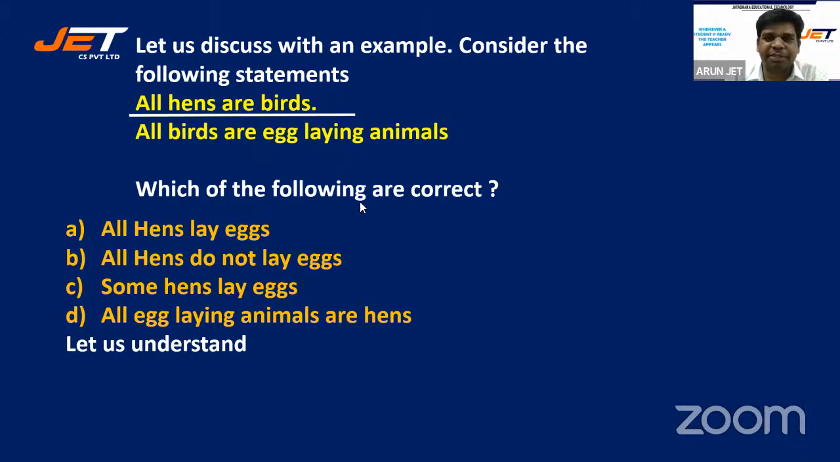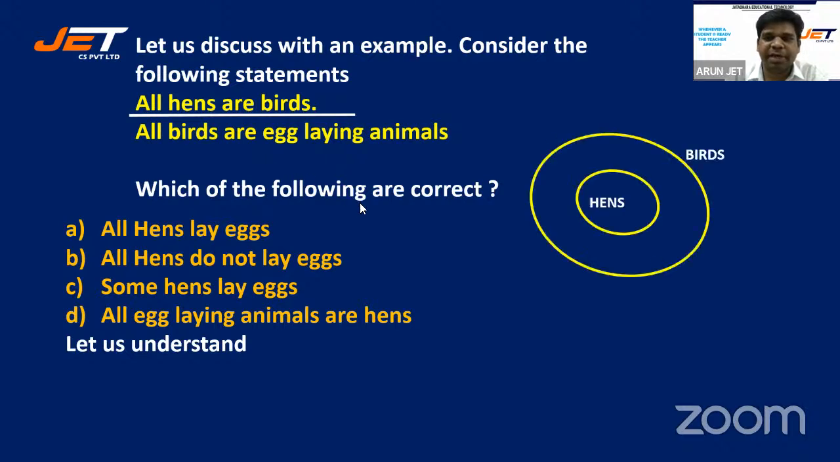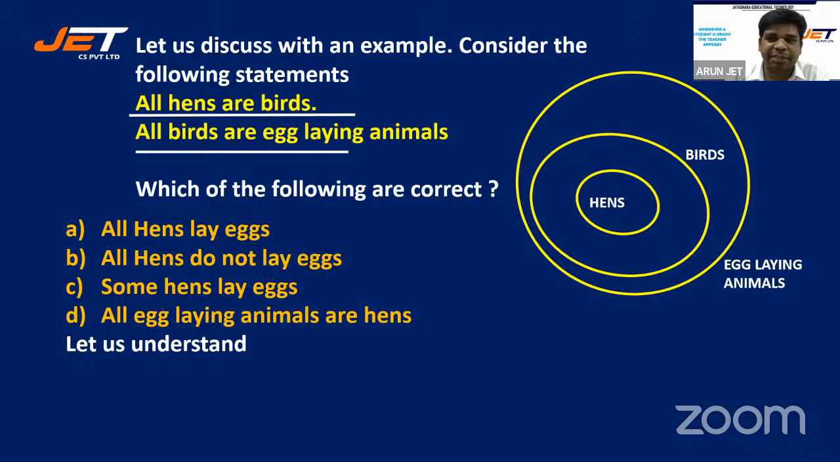All hens are birds. So hens lie within the birds because all hens are birds. Now, all birds are egg-laying animals. So if I draw a circle of egg-laying animals, that should encircle birds. Birds should be completely within that circle of egg-laying animals. So all hens lay eggs is right.